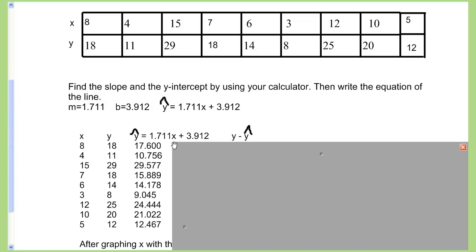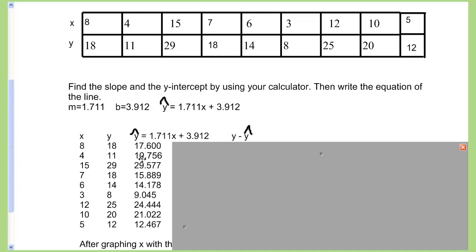So when I multiply 1.711 times 8, I'm going to get 13.688, and I'm going to add 3.912 to it, and that gives me the 17.6.